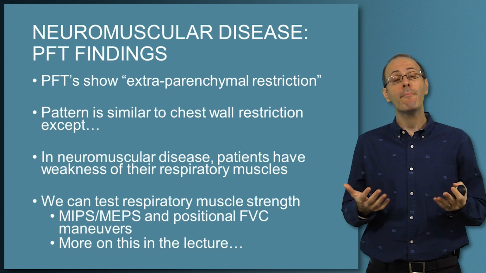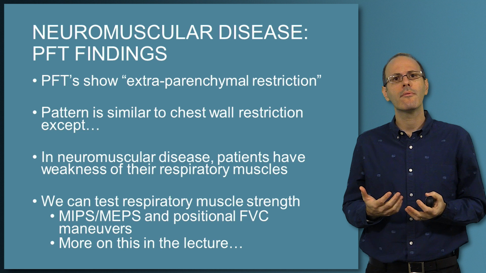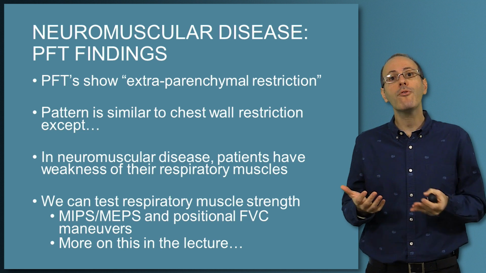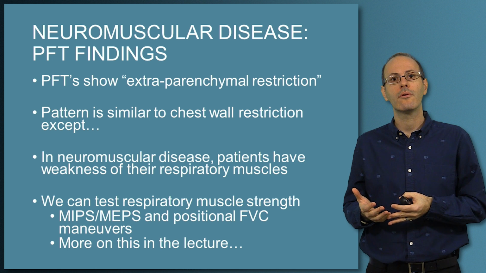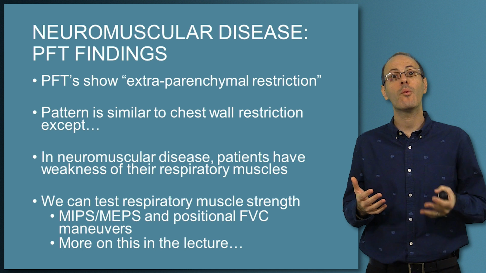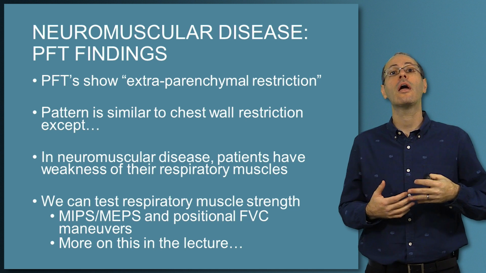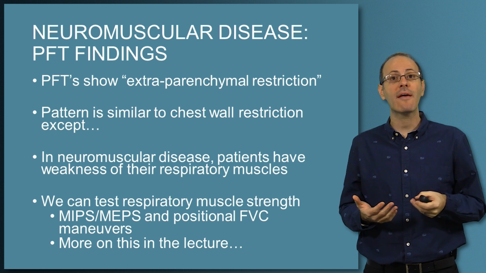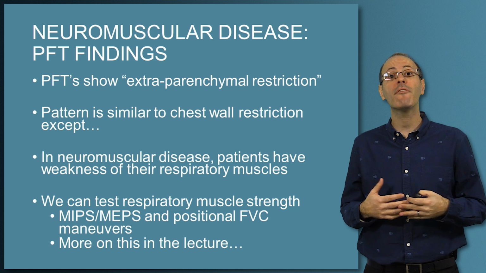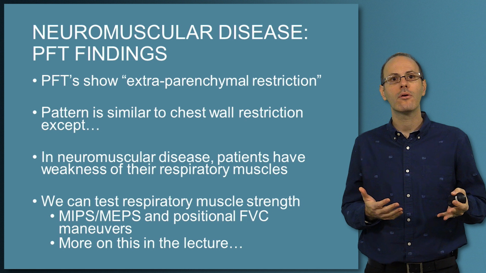In patients with neuromuscular disease, these are patients where there's a problem with the muscles of breathing. For example, if you have diaphragmatic paralysis. They can also have extraparenchymal restriction. And the pattern is very similar to chest wall restriction. They will have low lung volumes, a low TLC, a proportional reduction in FEV1 and FVC with a ratio of greater than 0.7. They will also have a normal diffusion capacity, just like in the chest wall restriction patients.